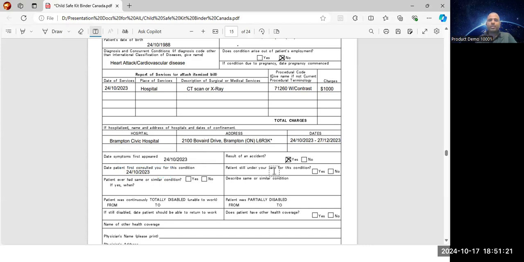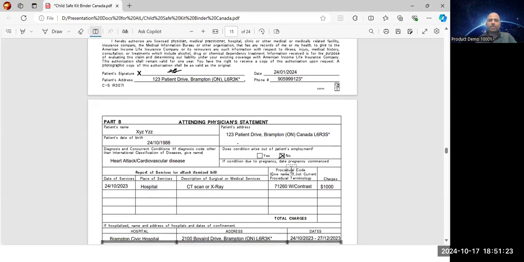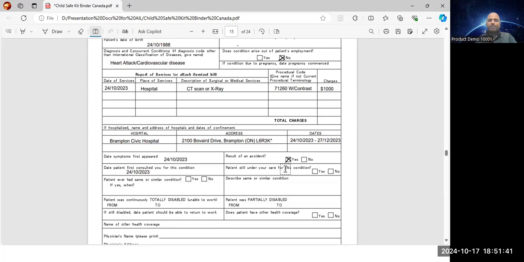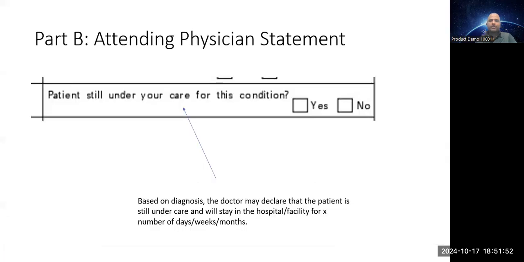Is the patient still under your care for this condition? As far as I understand, this is after the patient was released, because this form was filled out on the 24th of January to claim all the expenses incurred by the patient or the policyholder. So, is the patient still under your care for this condition? You will say no.